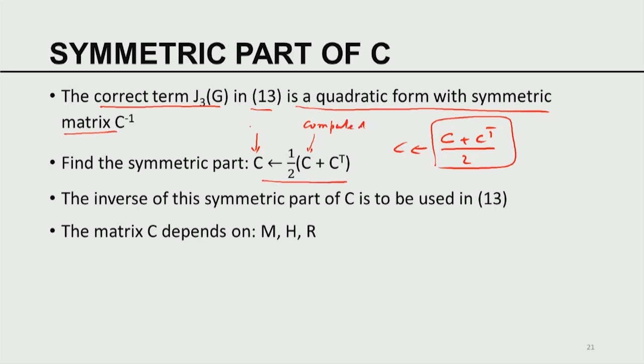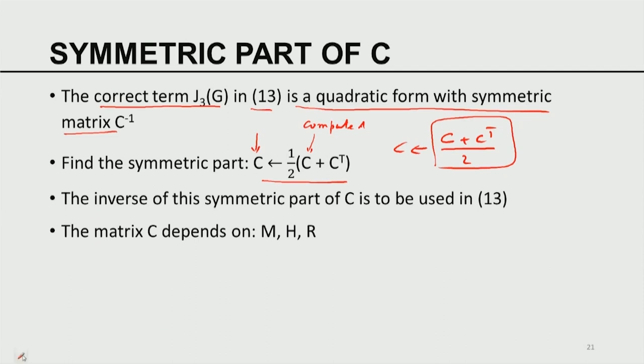This is the C that is used in the left hand side. C is the one that is used in 13. So you compute the deterministic part of the computed C, and that becomes the new C, whose C inverse is the one that is going to be used in the quadratic function. The inverse of the symmetric matrix of C is the one that is used in 13.